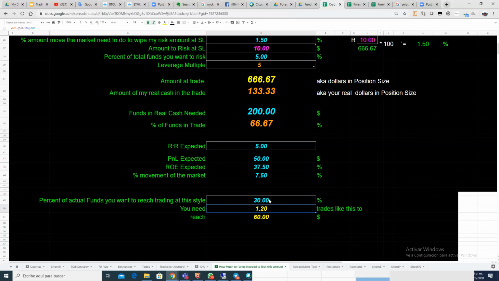It is telling me, depending on the percentage of the fund I want to reach, how many trades I need to take gaining $50 to reach this percent of my account. So 30% of my $200 is 60. Let's put it at 50%. There you have it. If I want to reach 50% of my total funds, which is $100, I just need to make 2 trades like this. So as you can see, with this tool, I am able to answer several questions before even taking a trade.